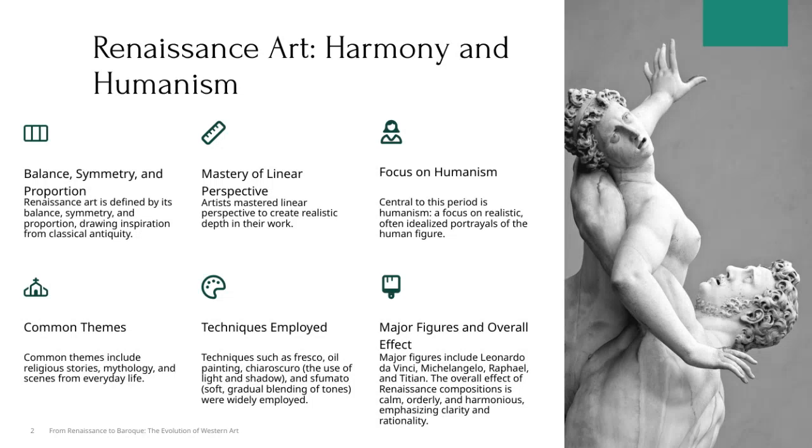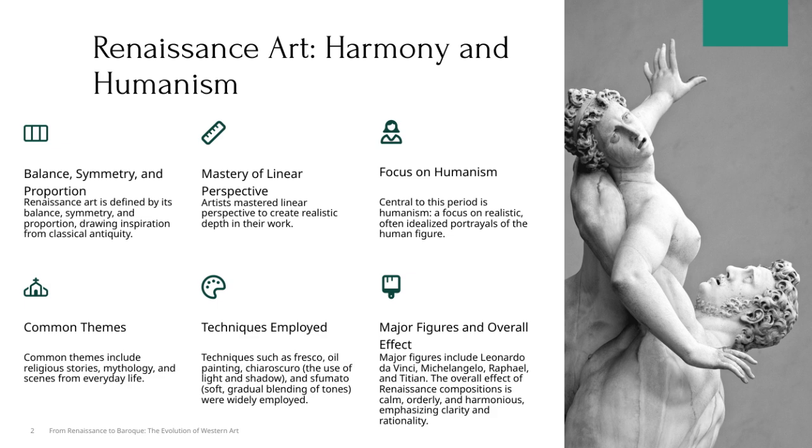Renaissance art is all about balance, symmetry, and proportion, taking a lot of inspiration from classical antiquity to achieve harmony in composition. One of the key breakthroughs was the mastery of linear perspective, which allowed artists to create a convincing sense of depth and three-dimensionality in their paintings. At the heart of this period is humanism, where the focus shifted to realistic, often idealized, representations of the human figure, celebrating human potential and beauty.